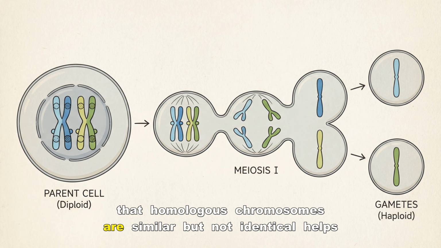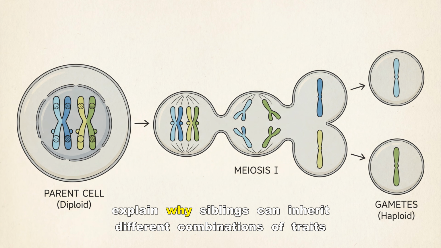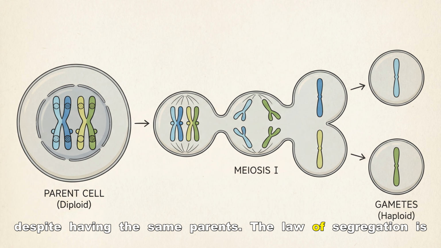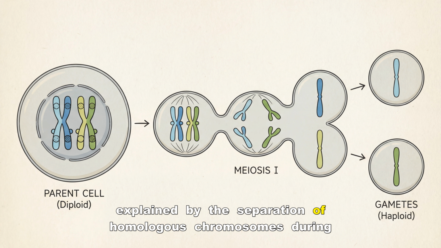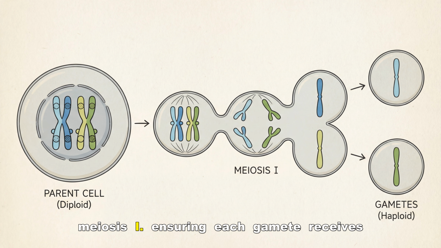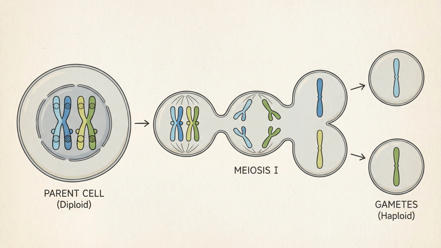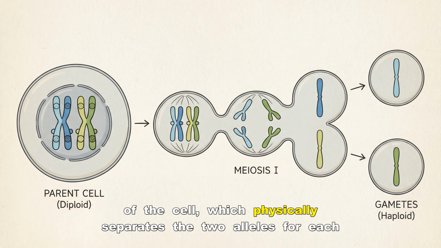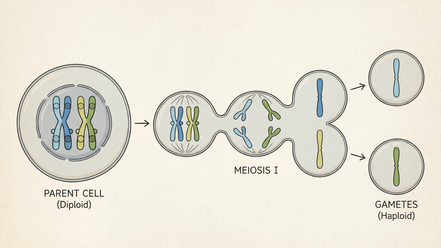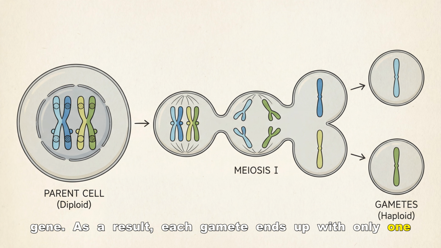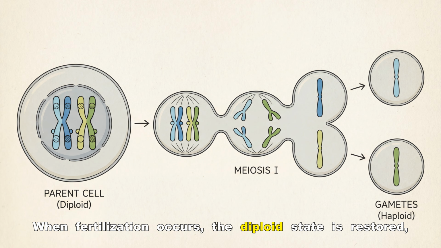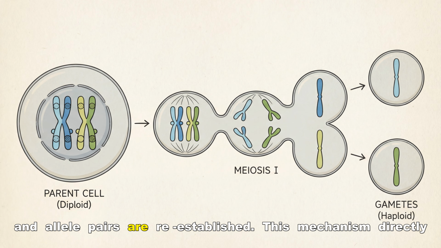Recognizing that homologous chromosomes are similar but not identical helps explain why siblings can inherit different combinations of traits despite having the same parents. The law of segregation is explained by the separation of homologous chromosomes during meiosis 1, ensuring each gamete receives only one allele per gene. During meiosis 1, homologous chromosomes are pulled to opposite poles of the cell, which physically separates the two alleles for each gene. As a result, each gamete ends up with only one version of each gene, restoring haploidy. When fertilization occurs, the diploid state is restored, and allele pairs are re-established.